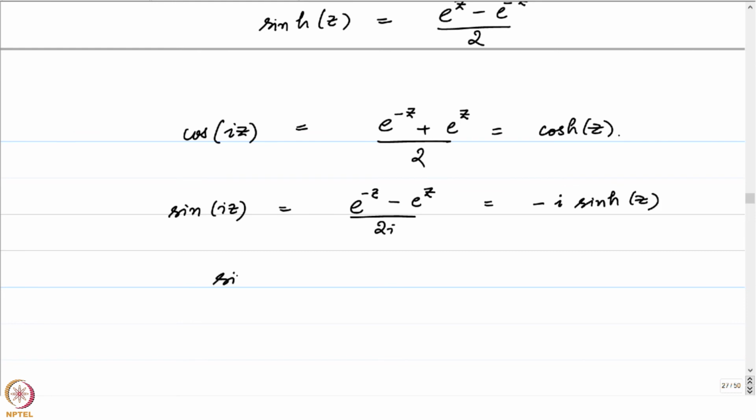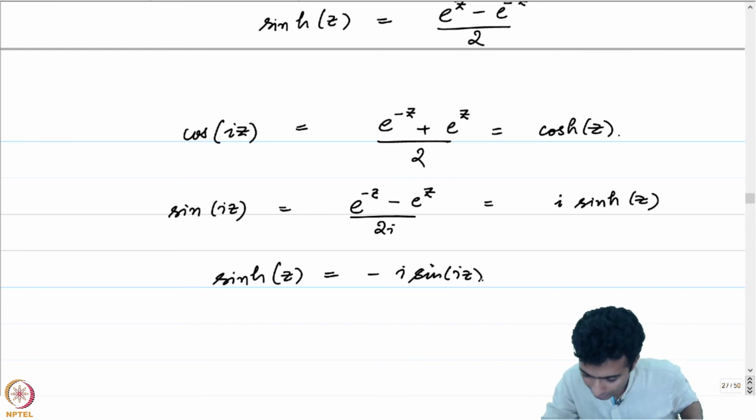So sine h of z, oh no, there is no minus here. Sine h of z is basically equal to minus i times sine of iz. I have freely used the fact that i square is equal to minus 1. So if you carefully notice, I hope I have not made a mistake. Let's see. Yeah, that's right.